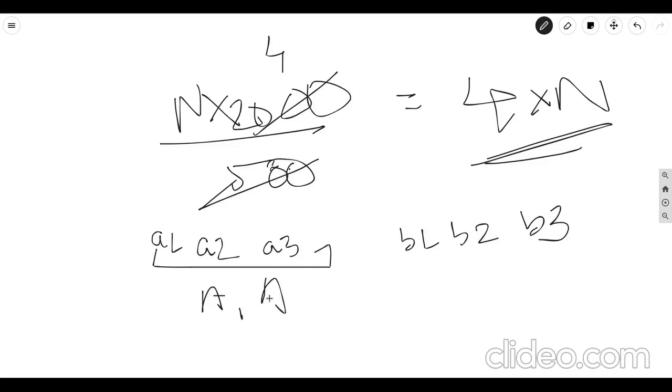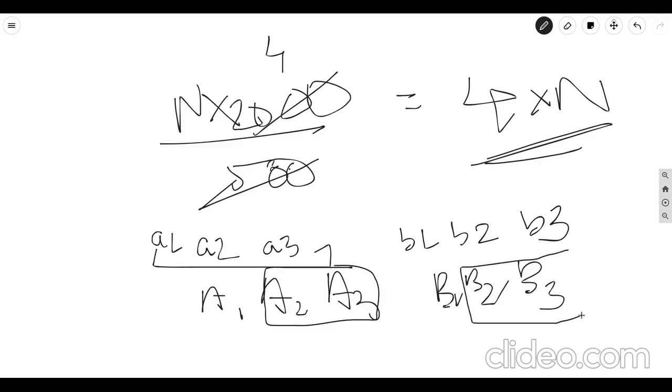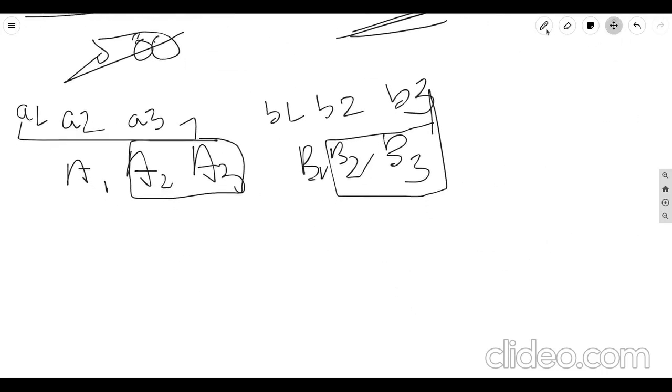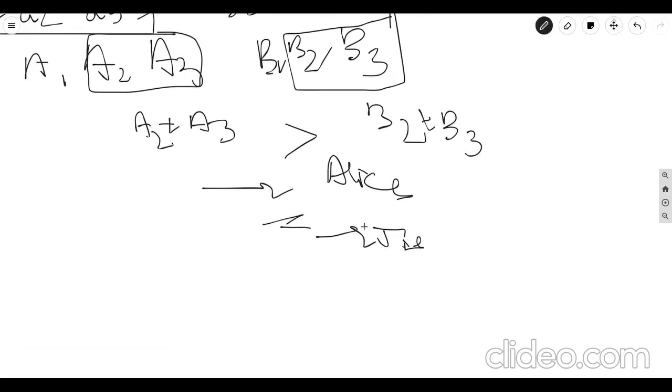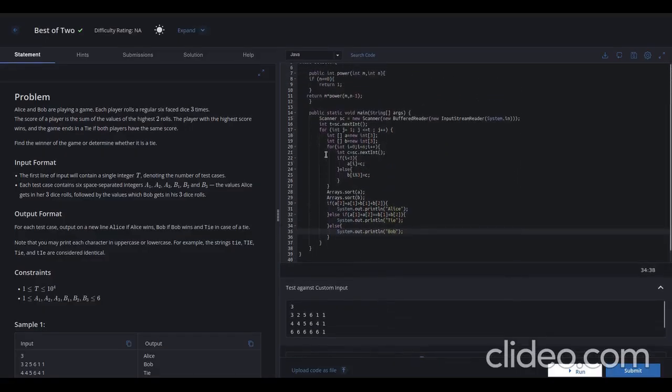So after sorting, a1, a2, a3, b1, b2, b3, now we take the sum of a2 and a3 because these will be the maximum elements after sorting. So now we will sum a2, a3, and b2, b3. If a2 plus a3 is greater, Alice wins, if equal then tie, or in the last case Bob wins, meaning when b2 plus b3 is greater than a2 plus a3. So that was it. We take the input, we sort both the arrays, and we just apply 3 conditions in if-else, and that does the job.